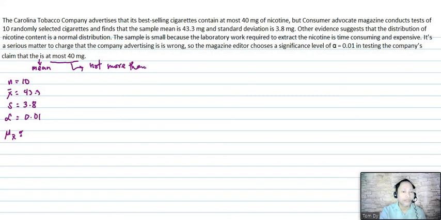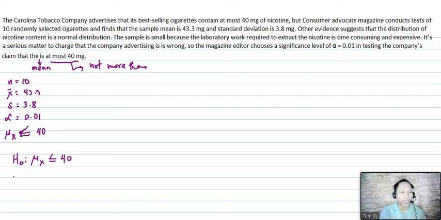Not more than. Okay. So at most, not more than 40 milligrams. When we speak of not more than 40 milligrams, then we have here our population sample mean that is not more than, so we have here less than or equal to 40. So when we write our null hypothesis, we have our population mean is less than or equal to 40.